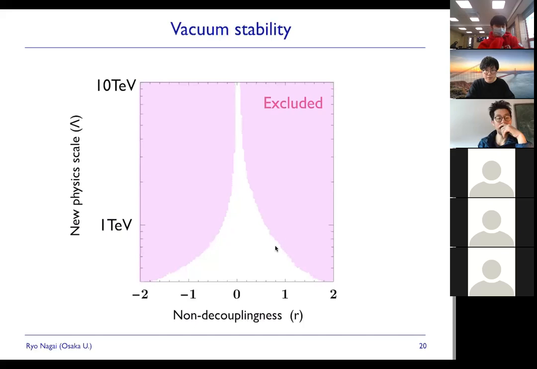Typically speaking, in the non-decoupling case, the upper bound reaches roughly the TeV scale. This means that in the non-decoupling case, the new particle will appear at the sub-TeV scale. So perhaps we will find these non-decoupling new particles at near-future colliders, in near-future direct search experiments. That is another interesting aspect of non-decoupling new physics. On the other hand, in the decoupling case, which corresponds to small R, the upper bound on the new physics scale lambda becomes looser and looser. To take the extreme, in the completely decoupling case, R is zero, so we cannot obtain an upper bound at all. That is the vacuum stability constraint.